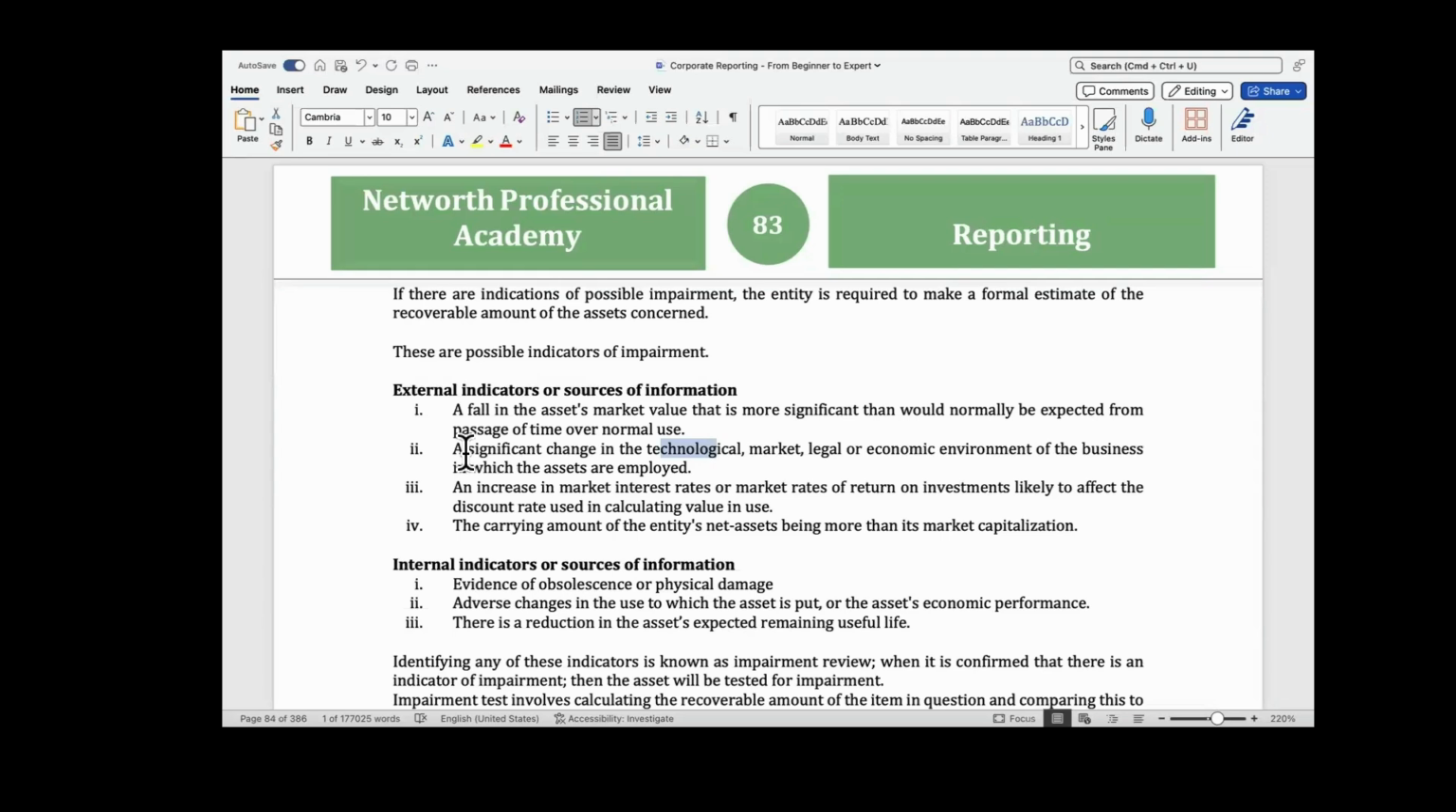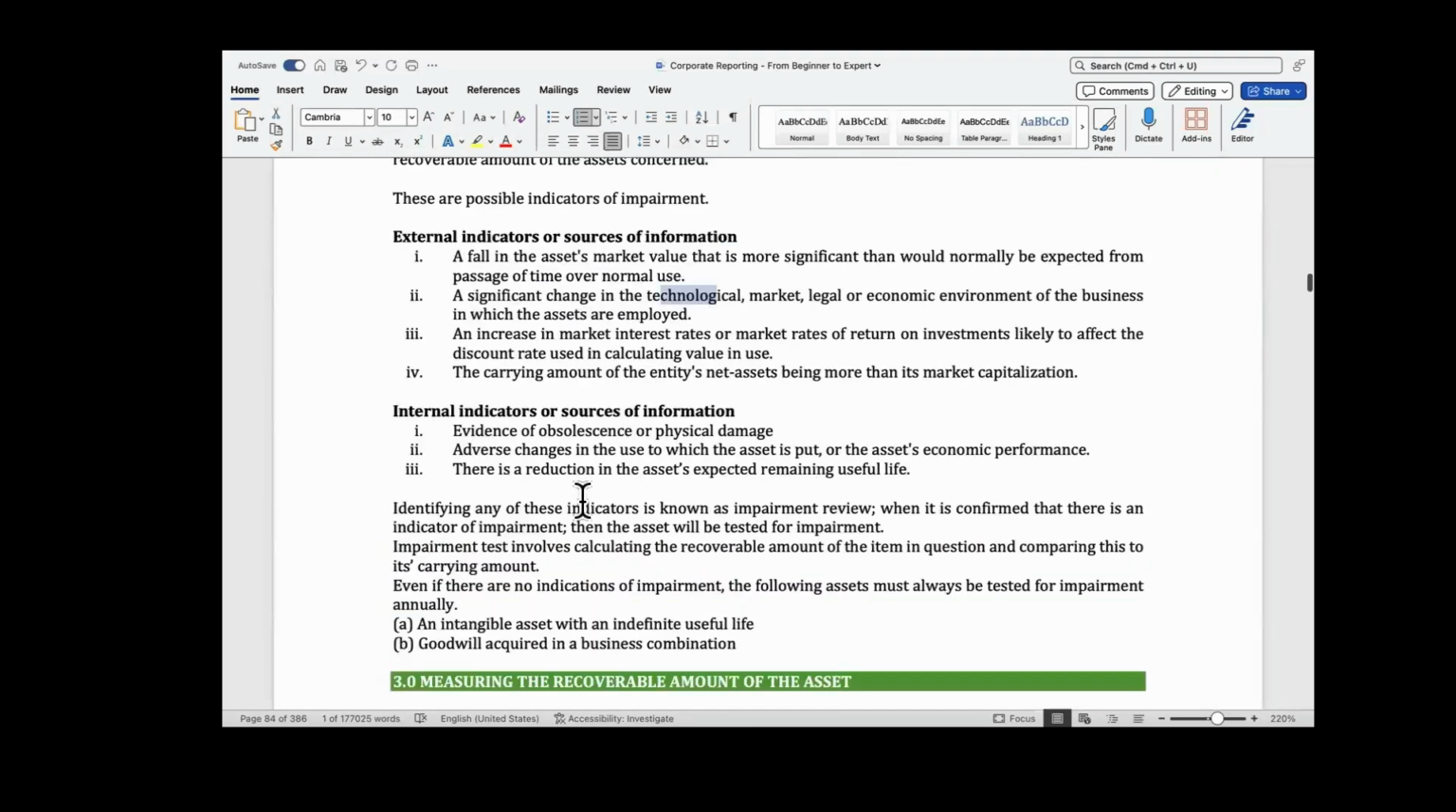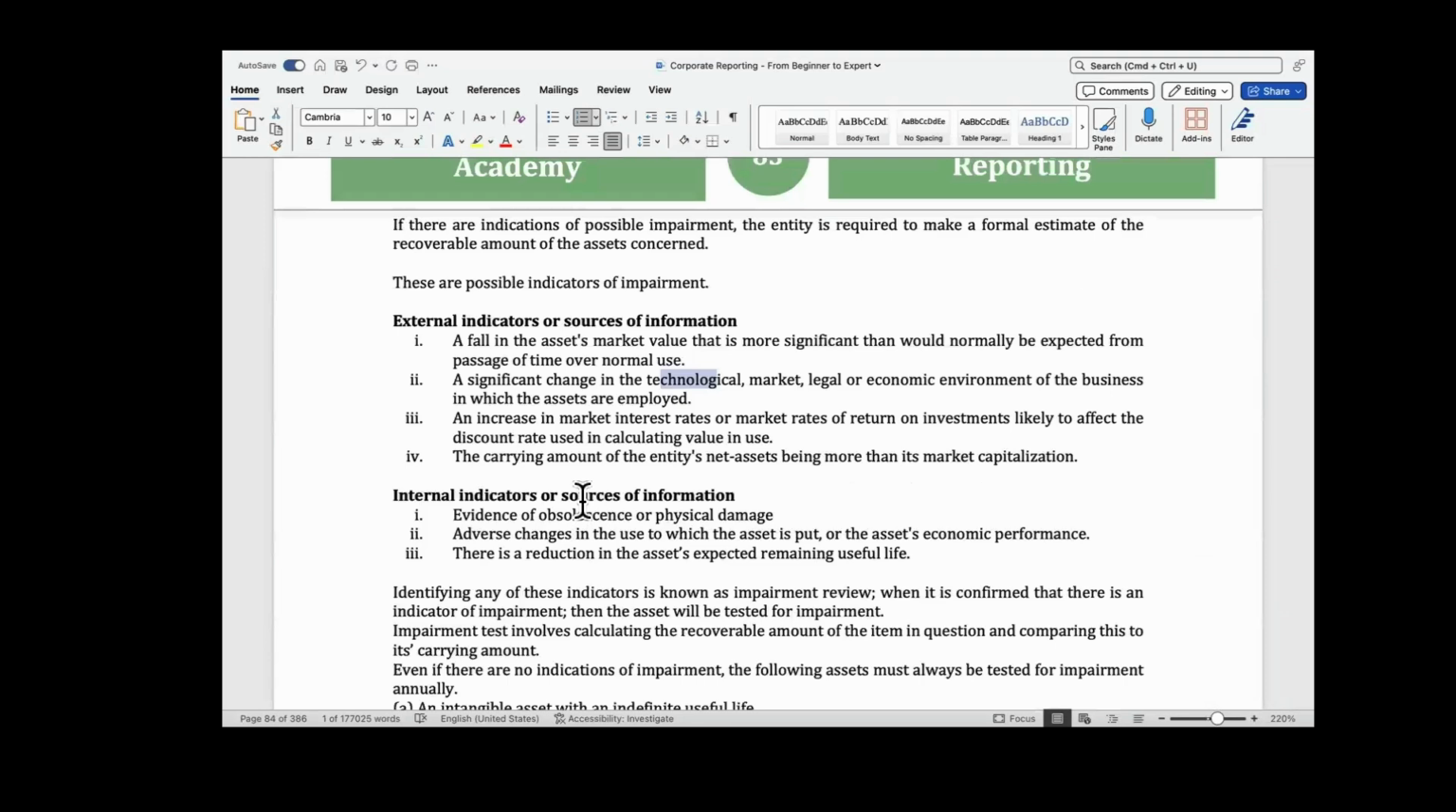So if you have an asset and there is a new technology that introduces an upgrade to that asset that you have, there is likelihood that that asset might have been impaired.